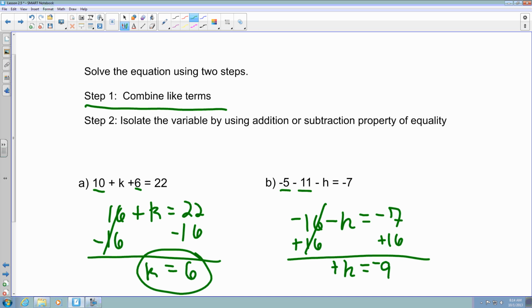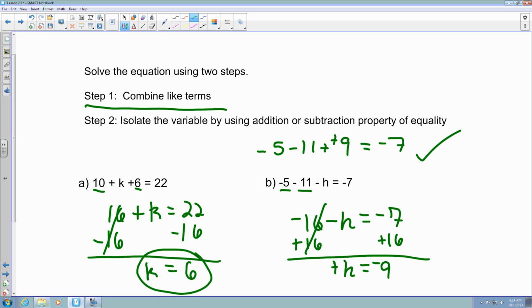And here's how I can prove that. If I go negative 5 minus 11 minus a negative 9, let's see if this equals negative 7. This is a cross-the-line, change-the-sign situation. So it's negative 5 minus 11, which we knew was negative 16. Negative 16 plus 9 will give me the negative 7. So it does check out.